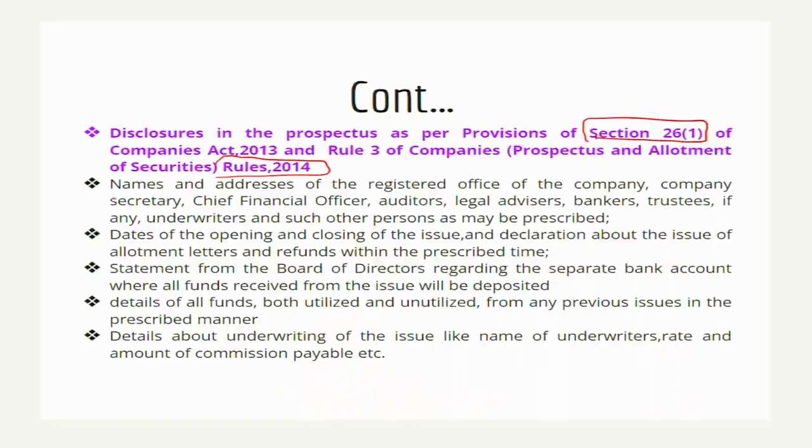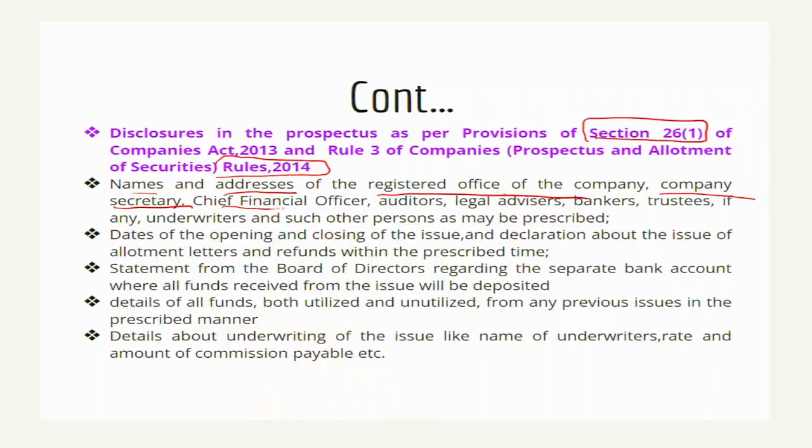Every provision must be supported by rules, and every rule must be supported by provisions. That is the basic requirement. And in this disclosure, you give the names and addresses of the registered office of the company. It means you clearly mention where the registered office of the company is, and the company secretary. Which types of companies are allowed to appoint a company secretary, different rules are applicable. As per the rules, every public limited company which fulfills the minimum bar of capital should appoint a company secretary as per requirement.